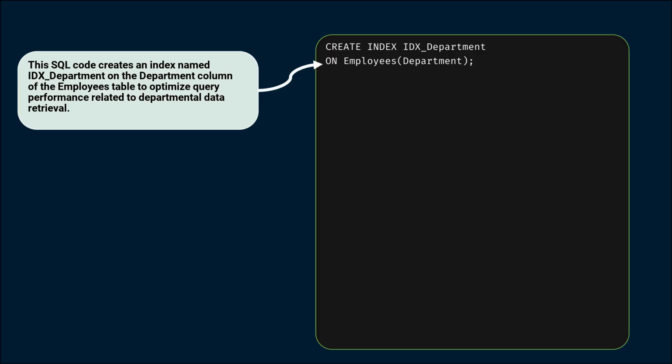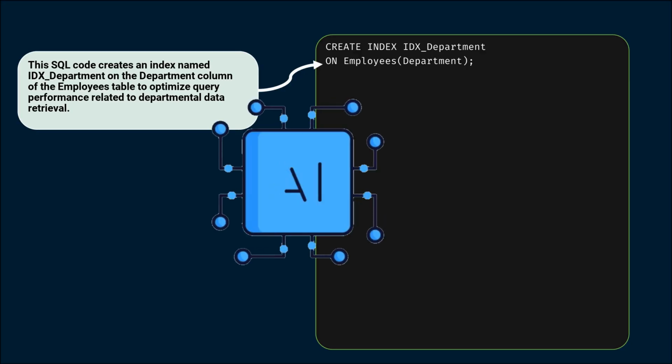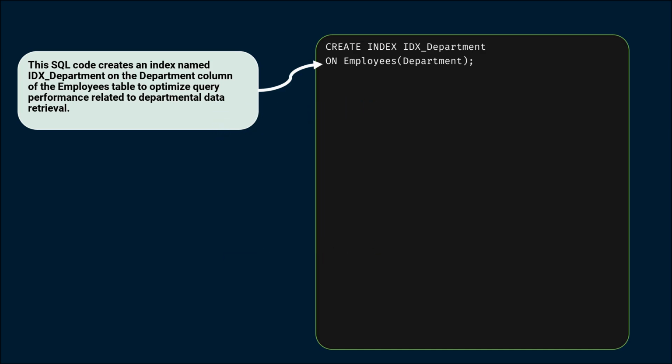This name is designed to be descriptive, making it easier for us and anyone else looking at it to understand it at a glance. Next, we specify the table we're working with. In this instance, that would be employees. And then we indicate the column we want to index, which is, of course, department. So, when we execute this command, SQL Server creates a structured index specifically for that column. This allows SQL Server to quickly locate the relevant rows whenever we run queries that filter based on the department, without having to sift through each record one by one.